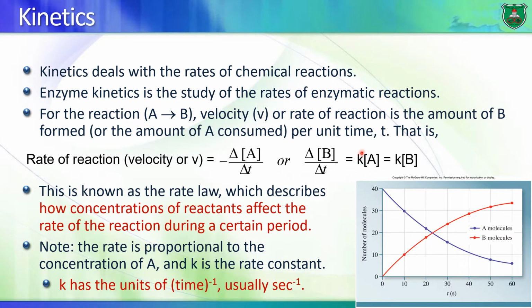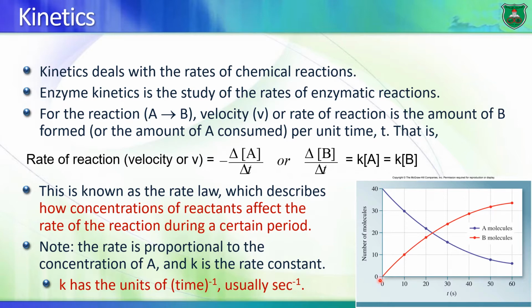So the more A you have, the faster the reaction. The rate is proportional to the concentration of A, and K is a rate constant. Usually the units of K are 1 over time, a unit of time. Usually it is in seconds.